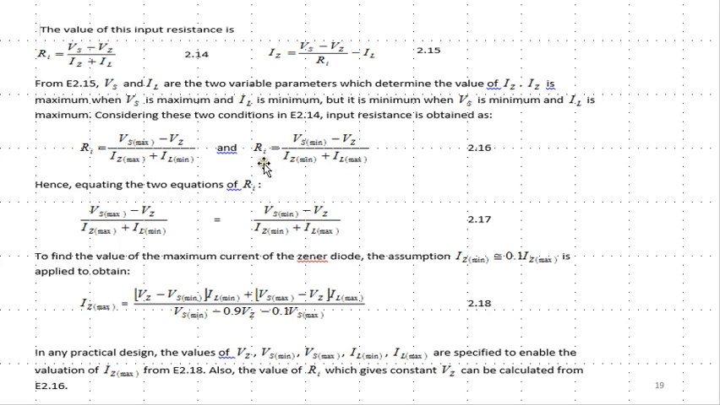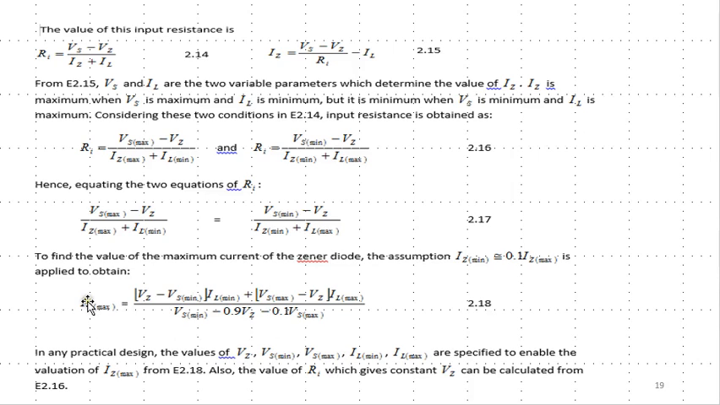Now, substituting these two conditions, I have these two expressions for the maximum value of my Zener current and the minimum, and each of them is equivalent to the input resistance, meaning I can equate this expression and this, because all of them are equal to Ri. And equating them, I have something like this. For me to simplify and get the expression for my maximum Zener current, all I need to do is to assume the minimum Zener current is 10% of the maximum, and if you substitute it here, finally you make your Zener current equal to this expression.